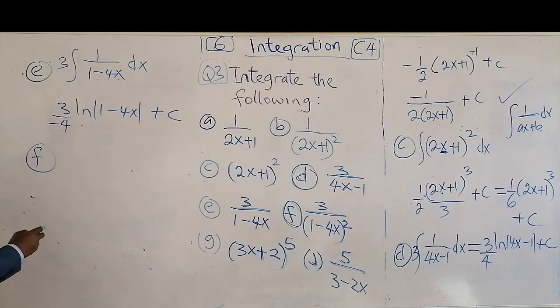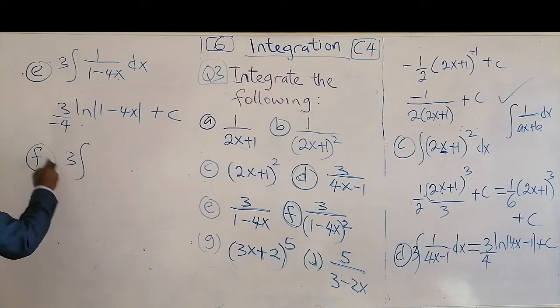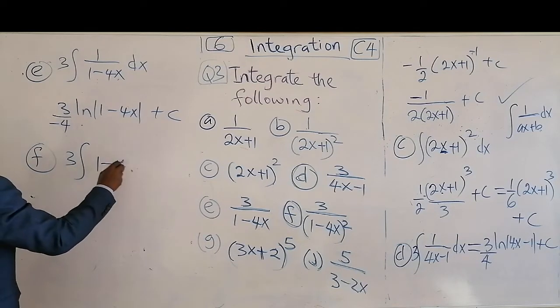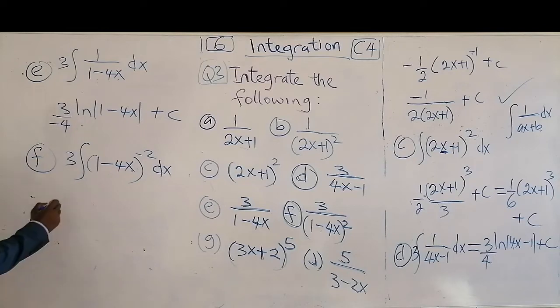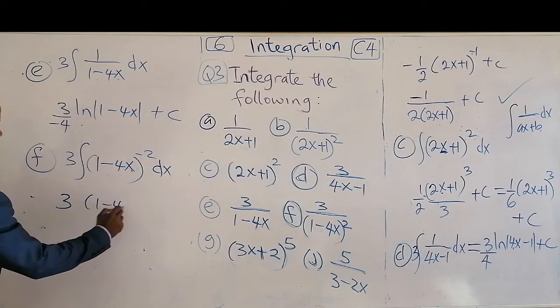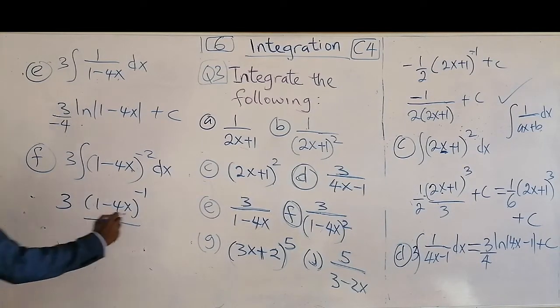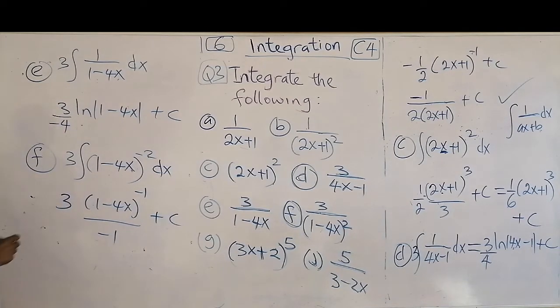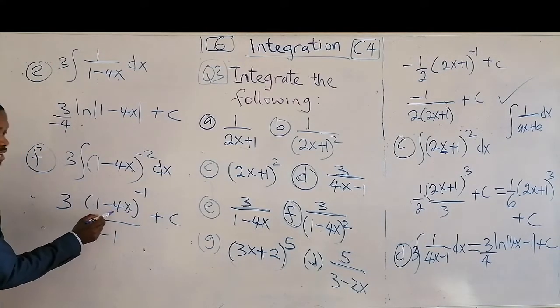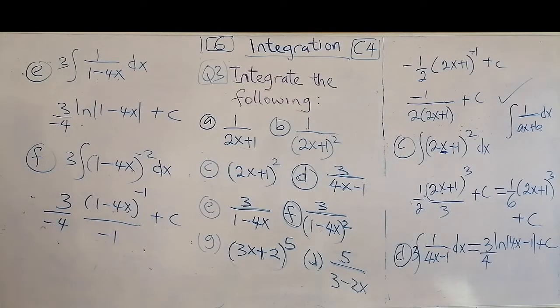F. You have, 3 will go outside. Then you have 1 minus 4x to the power minus 2. The next thing to do is 1 minus this power plus 1, that's minus 1, over minus 1, then plus c. Then you check the function. Do you have any attachment to the function? Yes, that's minus 4. So you divide by minus 4. Minus, that's plus. Then the negative power will come down. Then you have 3 over 4 times 1 minus 4x, plus c. So that's that on that question.